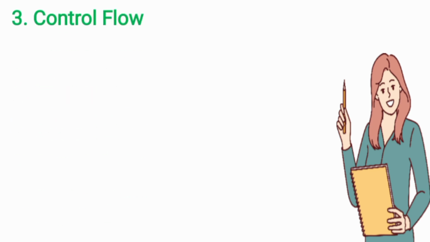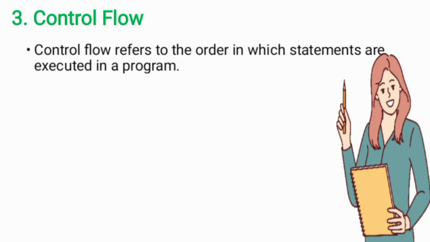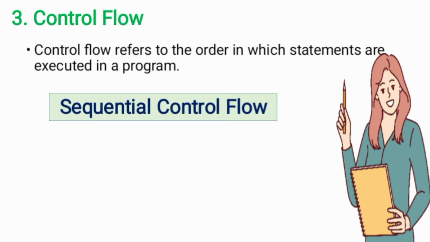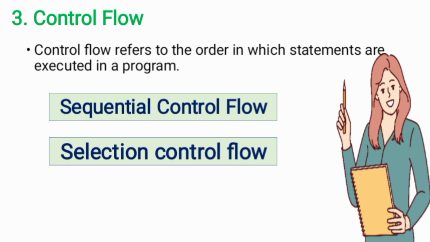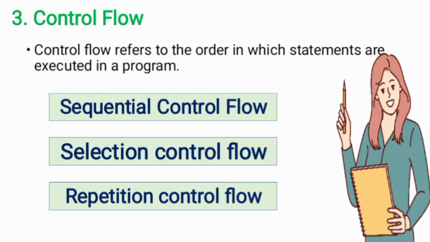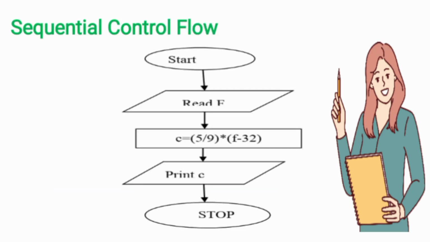The third building block is control flow. Control flow refers to the order in which the statements are executed in a program. There are three types of control flow. First one, sequential control flow. Second one, selection control flow. Third one, repetition control flow. Sequential control flow. The steps of an algorithm are carried out in a sequential manner. This is the example flowchart of sequential control flow.